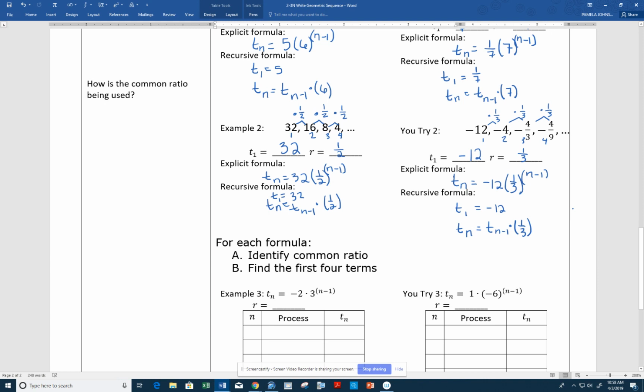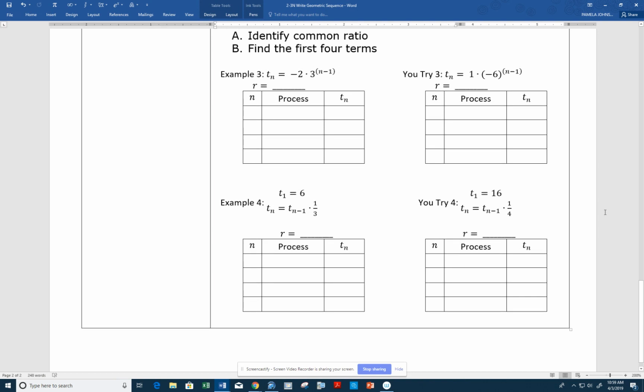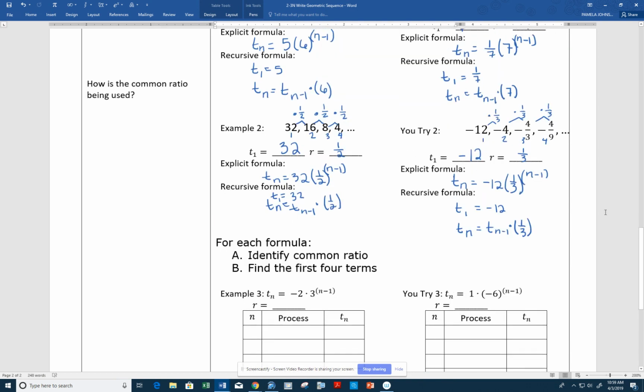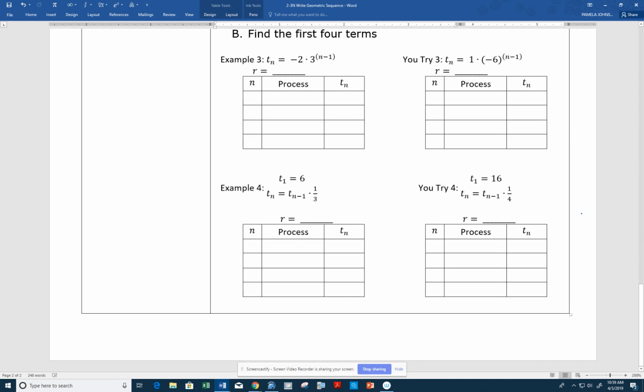Okay, so now we've got some other examples. You'll also see these on your assignment. We're going to identify the common ratio and find the first 4 terms. Now we can use our explicit formula to find any term in a sequence, just like we did with our arithmetic sequences yesterday.